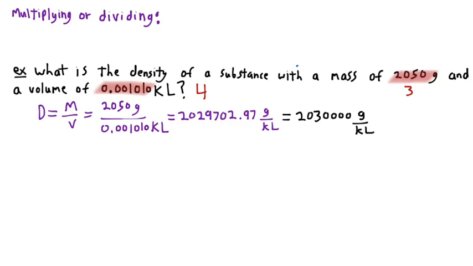So we have 3 and 4, and then we're going to round our answer so it has the same number of significant figures as the measurement with the fewest, so that's going to be 3. So we round to 1, 2, 3, and there's a 9 after it, so we're going to round to 203,000.